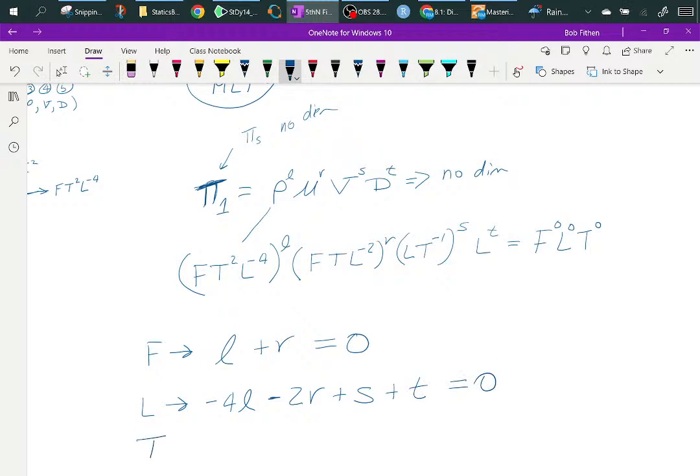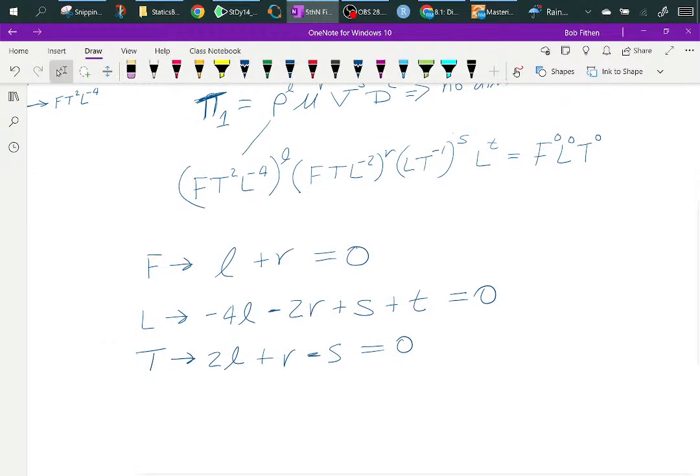And now I got the time thing. So I got 2L, right here, 2L. And I got R going right there, plus R. And they got minus S, minus S, and that's equal to 0. The problem is they got too many unknowns. And so what you can do is just guess one. I'm going to set L equal to 1.